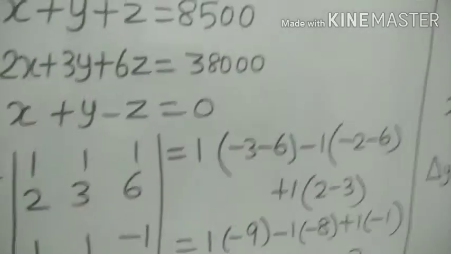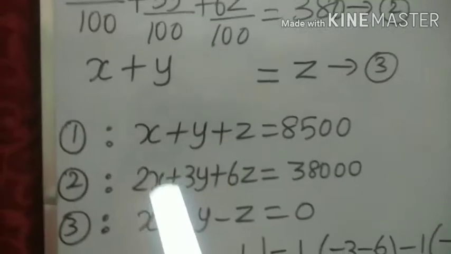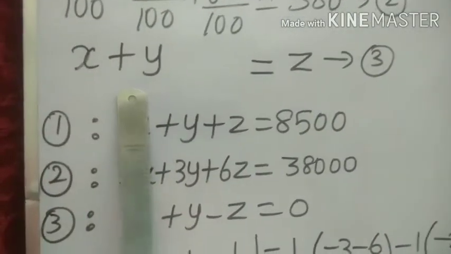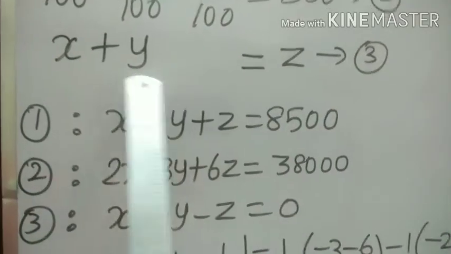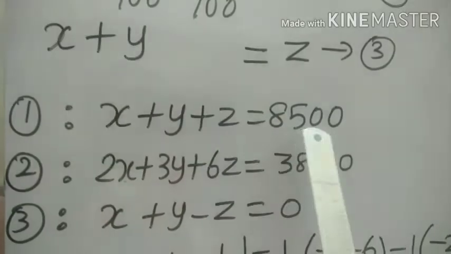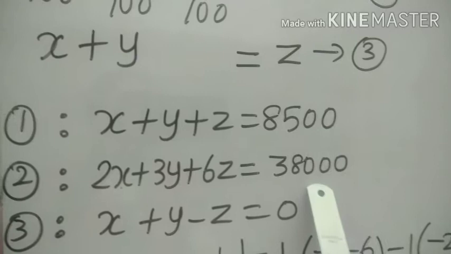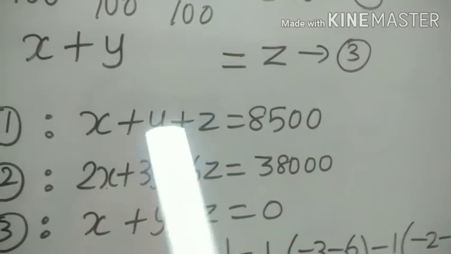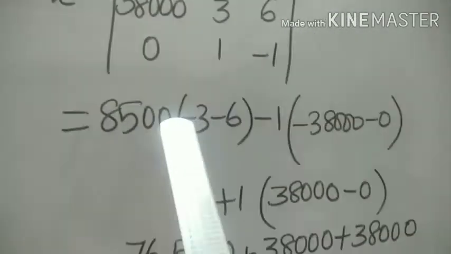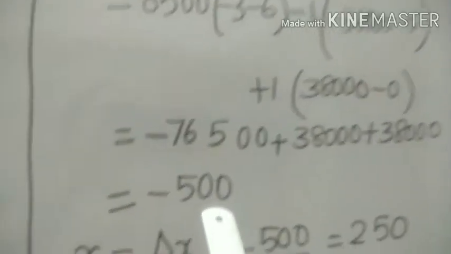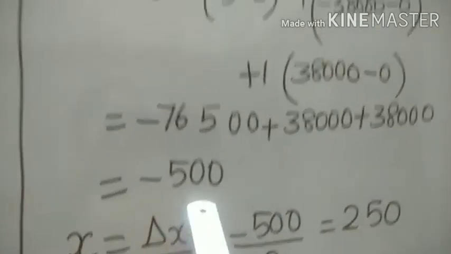See, we proceed to find out del X. How to write del X? Looking at the equations, I have to hide the X values and write the right hand side values. So instead of X, 8,500, 38,000, 0. Y and Z we copy as it is. So we get del X, and as I expand, I arrive at the answer minus 500.